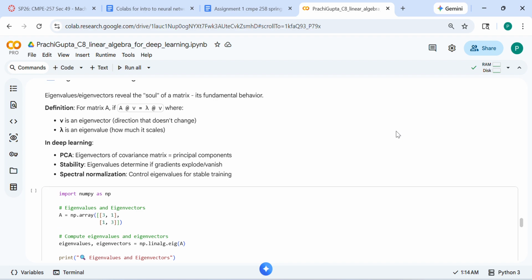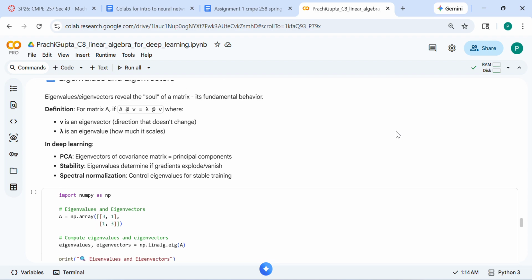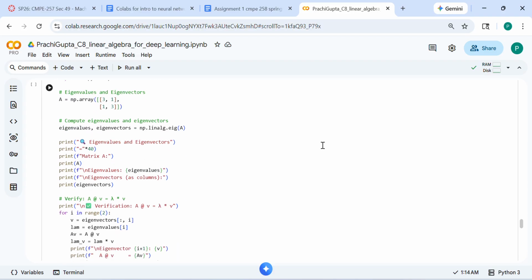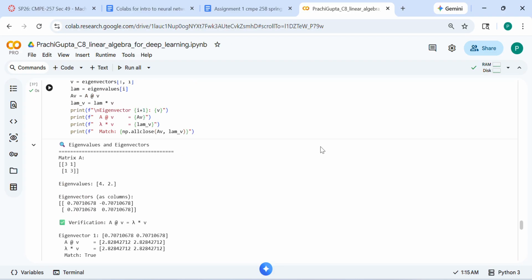Now next is eigenvalues and eigenvectors. Let's look at the soul of a matrix, that is, eigenvalues and eigenvectors. There are special directions that do not change their orientation when a transformation is applied. They only get scaled. So let us see how. This is our eigenvalues calculation.